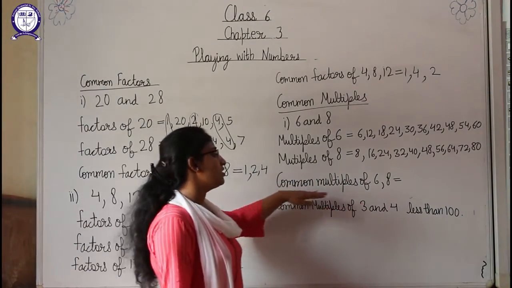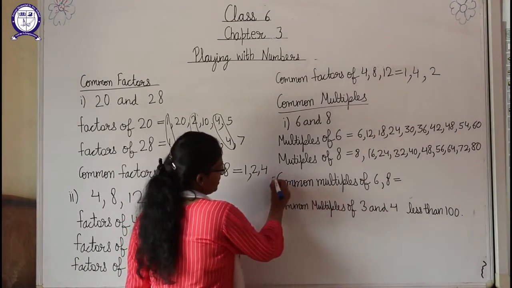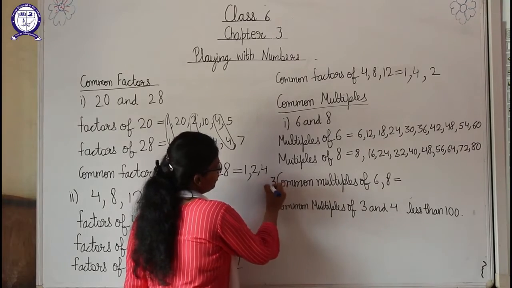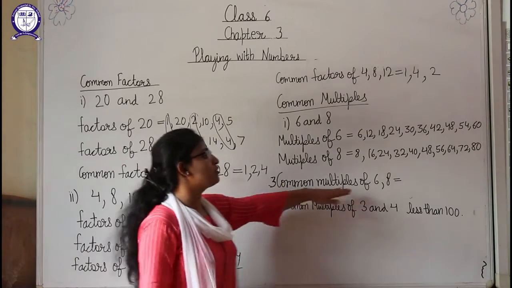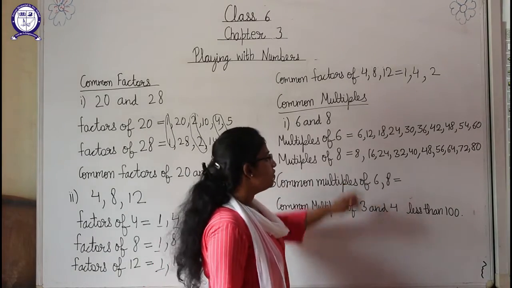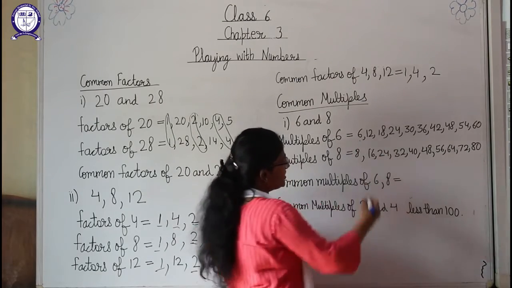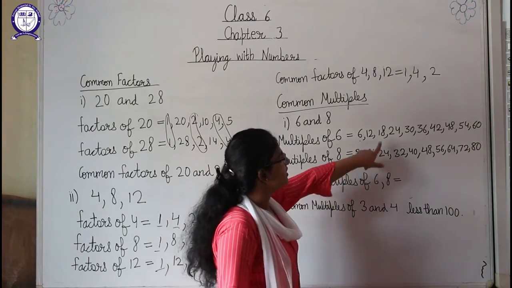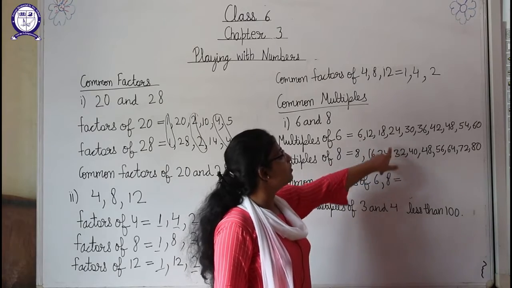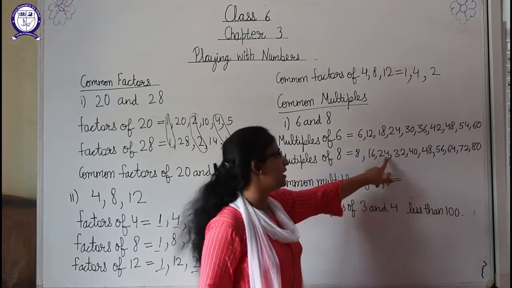Now we have to tell about three common multiples. Suppose you have to tell 3 common multiples of 6 and 8. Okay, so we will start checking here. Here we are getting 6, here it is 8, then 12, 16, 18, 24. 24 is the first common multiple here.